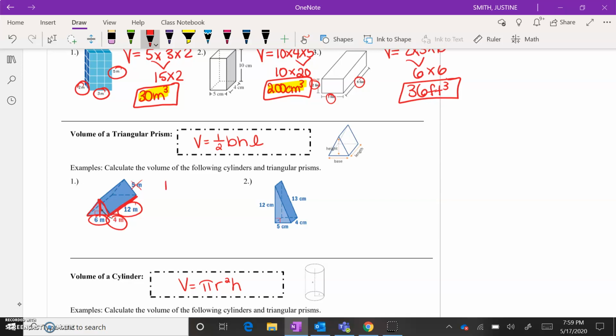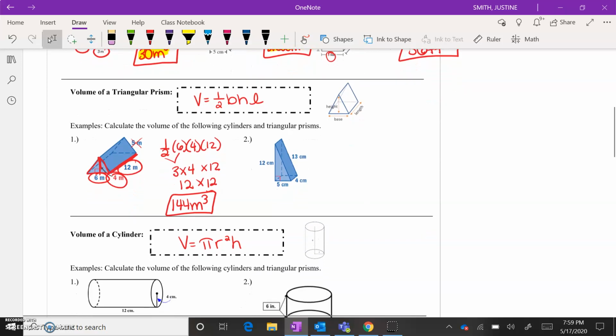So we would be doing 1/2 times 6 times 4 times 12. I can again do this in any order. I'm going to do half of 6 first, which is 3. 3 times 4 is 12, and then bring down 12 again, which gives me 144 meters cubed.